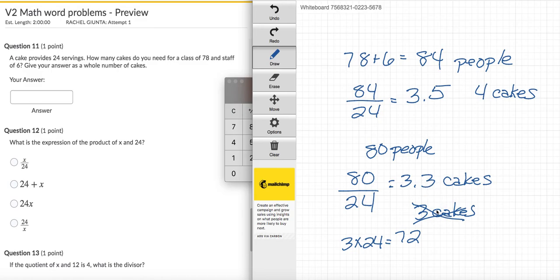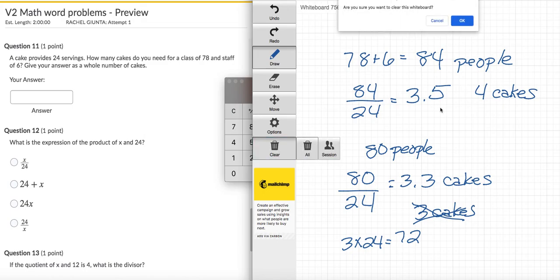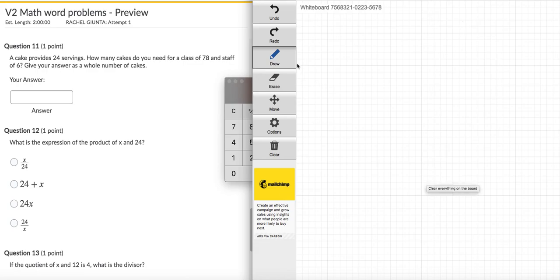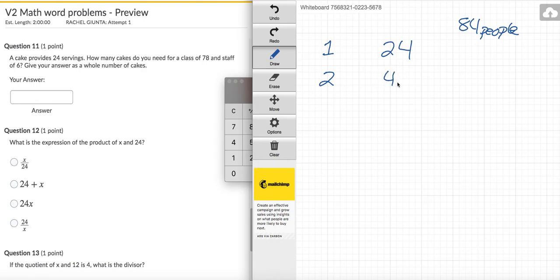So the other way that you can do this one for the same 84 people is kind of a trial and error. So 1 cake is 24 servings. We're going to go back to having our 84 people. So we're just going to try number of cakes until we have enough for everybody. So 1 cake is 24 people. 2 cakes is 48 slices. 3 cakes, we just did that and we got 72.